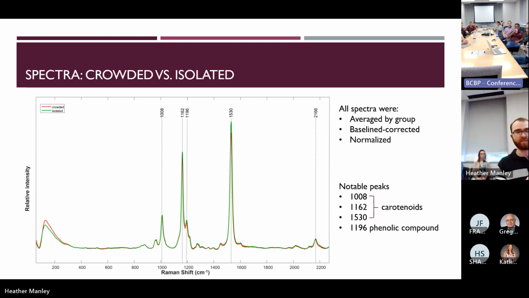There are a couple of peaks marked, but the notable peaks that were used for analysis are at 1008, 1162, and 1530, which all are identified as carotenoids, an organic dye that is often contributed from the diet that they eat, as well as 1196, which is a phenolic compound, again, present in the diet they eat. This phenolic compound is present in cell walls of plants.